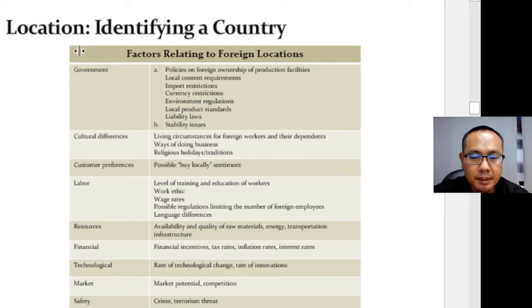And so while we discuss global location, of course, that means we try to identify a country in which we need to open a new location. So these are some important points that we must consider: factors relating to the foreign location, the government, cultural differences. Last but not least, of course, the safety of that country.